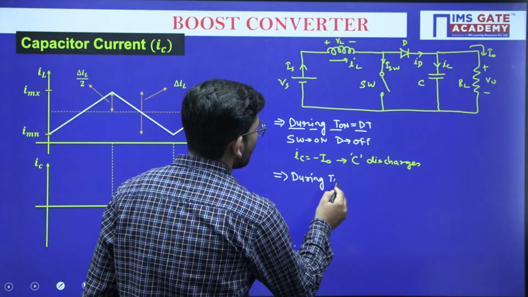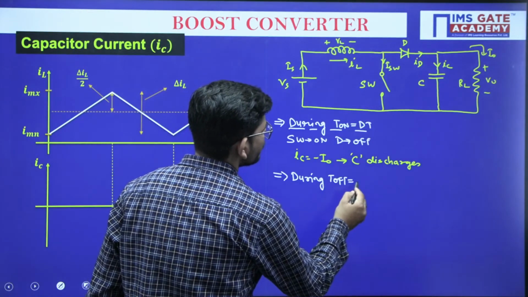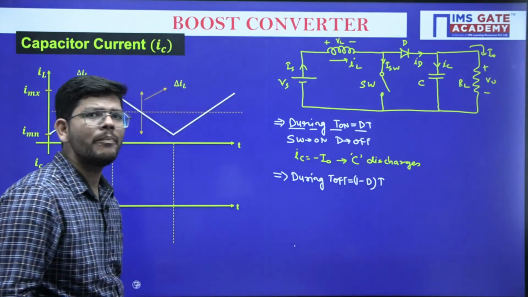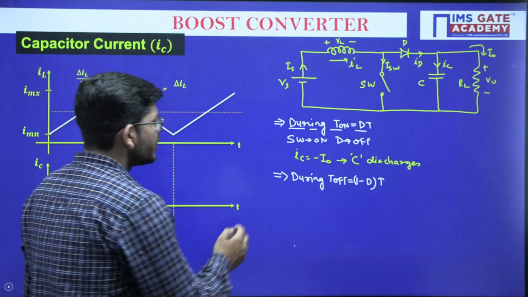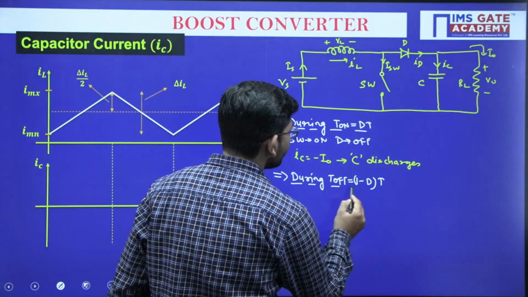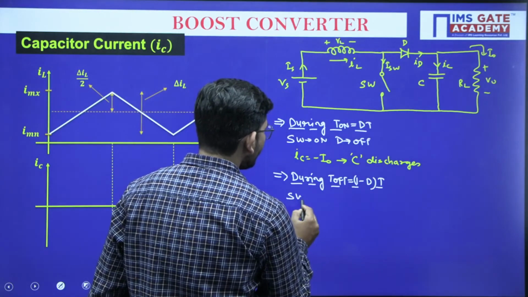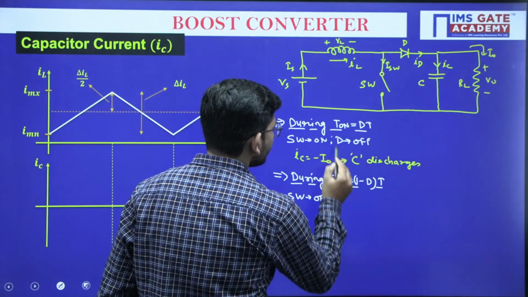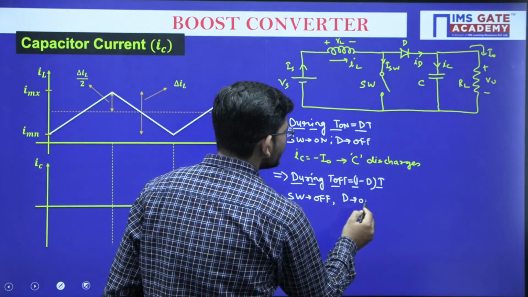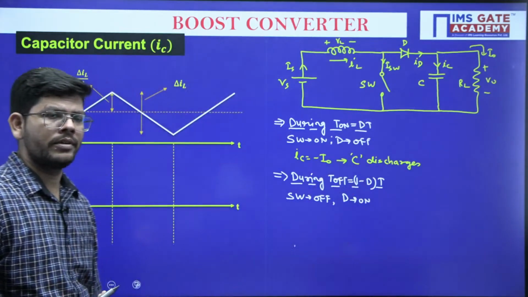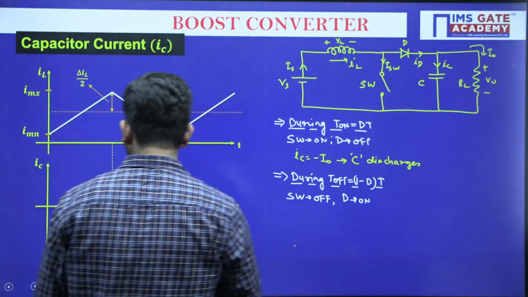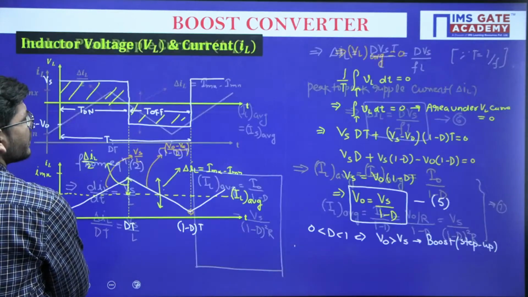Now what will happen during the off period? That is T off equals 1 minus dt. So during the off period, what will happen in this circuit? We will have the switch in the off position and the diode in the on position. Switch will be off, diode will be on. So if the switch is off and diode is on, what will happen next in the circuit? Just analyze this circuit.